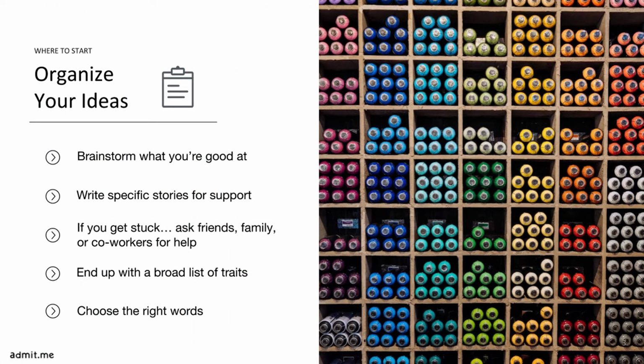So where do you even start once you know what a brand is? Where do you start on how to actually build a brand? Well, the first place is start with the Admit Me brand template. That will help you organize your ideas and your thoughts as you're building out your brand identity. Brainstorm what you think you're good at. Think about the feedback you may have received from others in an academic setting or even in your personal life. What are you really good at? What do you do that makes you unique, that makes you a differentiated candidate through this process?